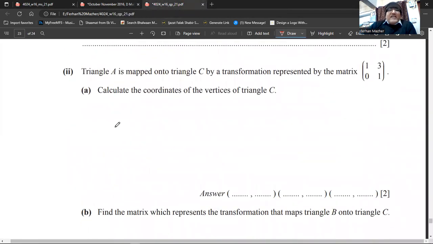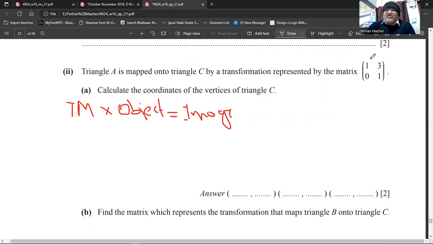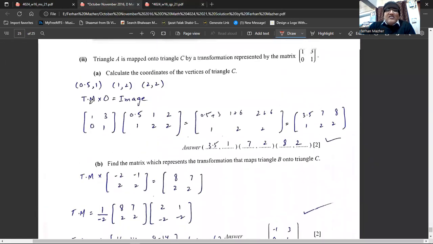Then the question is: triangle A is mapped onto triangle C by a transformation represented by the matrix (1, 3; 0, 1). Calculate the coordinates of the vertices of triangle C. Very simple. Famous formula: transformation matrix multiply the object will be equal to the image. I know the three vertices of the object, the object is A, and I know the transformation matrix, so just simply multiply them. You will get the right answer.